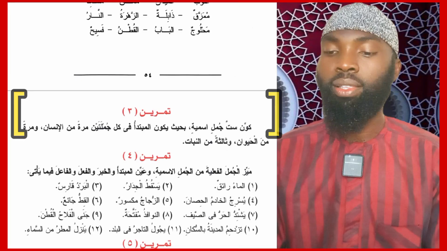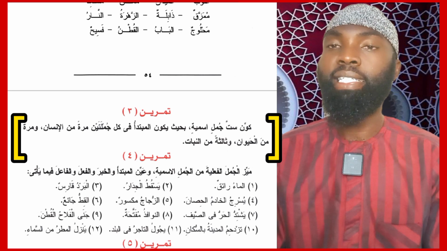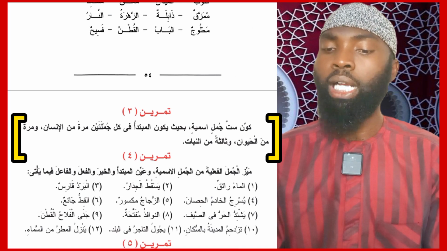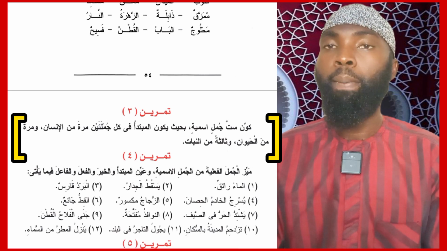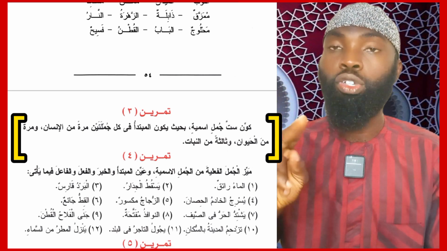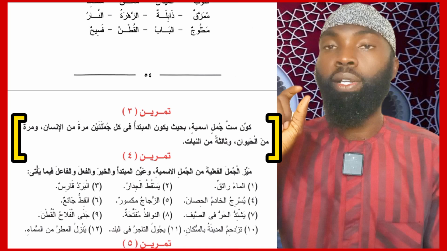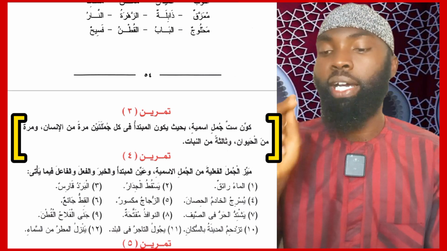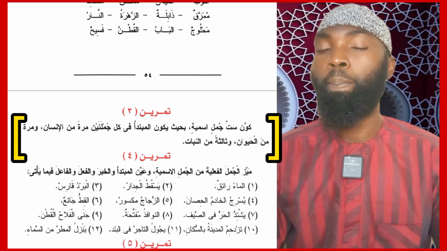Moving on to Tamrinu Thalis, exercise number 3. The instruction says: Form 6 nominal sentences. Yakunu al-mubtada'u fi kulli jumlatayn marratan min al-insan. Make sure the mubtada in the first two sentences is the name of a person, وَمَرَّةً مِنَ الْحَيَوَانِ, the second two are names of animals, وَثَالِثَةً مِنَ النَّبَاتِ, and the last two sentences are from plants.